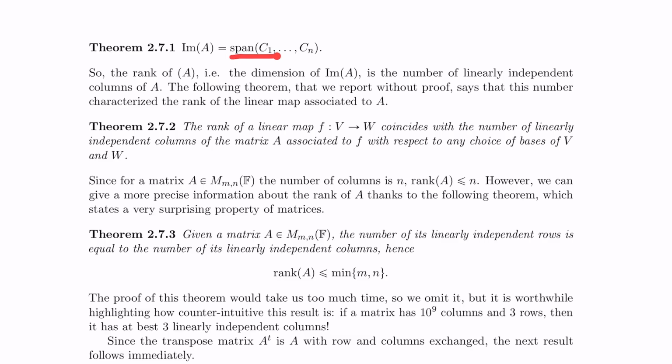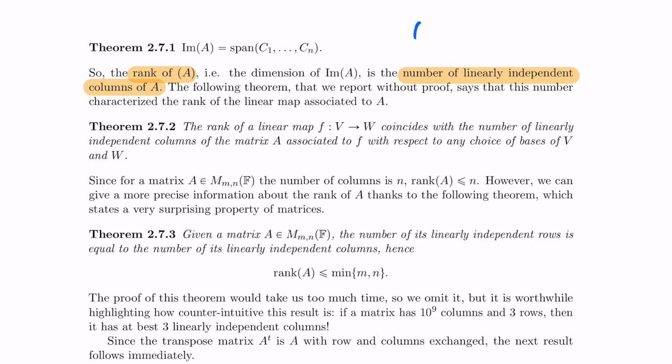Since the span of the columns generates the image of A, by definition, the columns form a system of generators for the image of A. So, in order to obtain a basis, we just have to select the linearly independent columns of A. So, to resume, the rank of A is the number of its linearly independent columns.